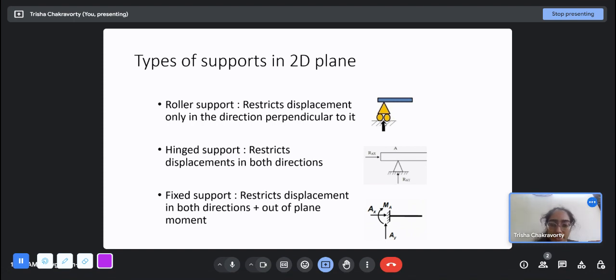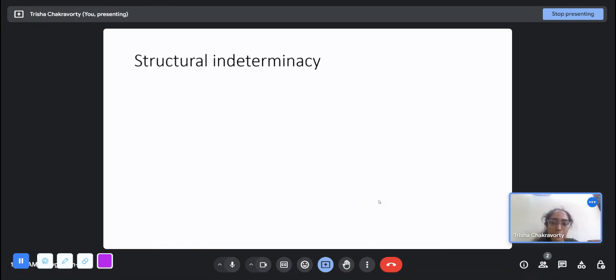Now the hinge support restricts displacement in both directions. It cannot move like this. If there is a hinge, it cannot move in the upward direction. It cannot move in the sideways direction, but it can rotate. And the fixed support restricts displacement in both directions and the out of plane moment. So it basically gives three reactions: a vertical force, a horizontal force, and the moment as well, because there can be no rotation either.